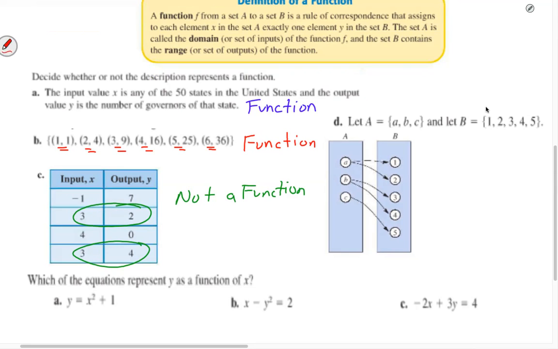Now, Rachel, this is the easy one. Ready for this? Do you see how in A goes to 1 and A goes to 2? That's the equivalent of saying 3 goes to 2 and 3 goes to 4. Not a function. It's not a function because you have one input, namely A here, that's going to 2 different things.